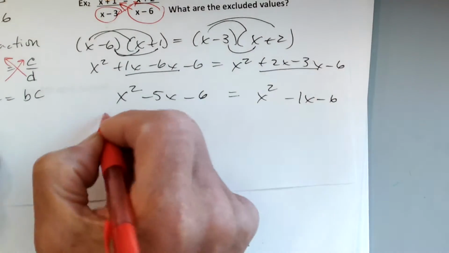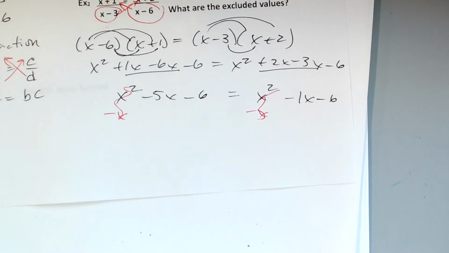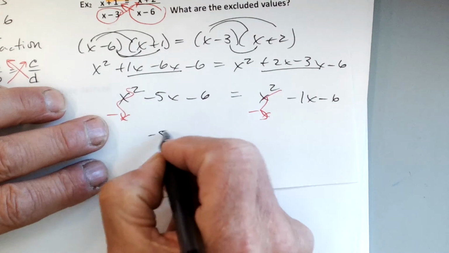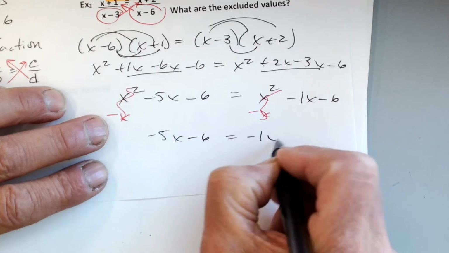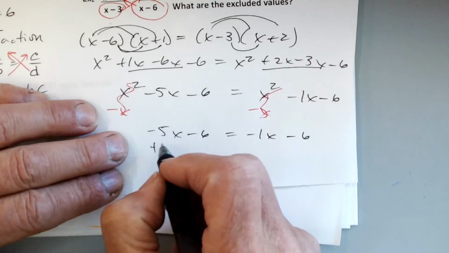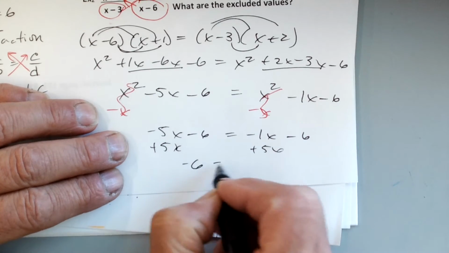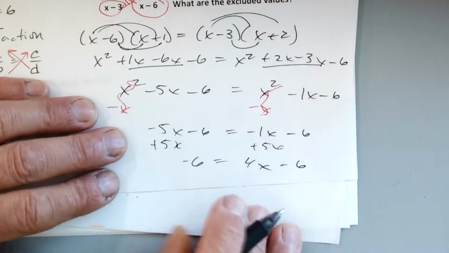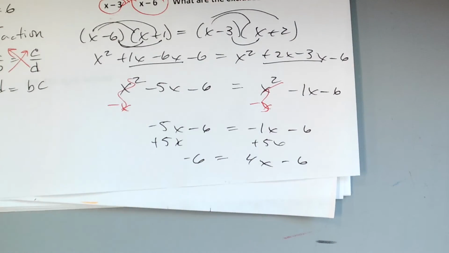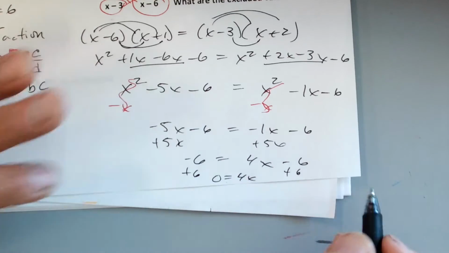If I subtract out the x squares from both sides, they just kind of cancel each other out, right? That just makes it easy, right? Minus x squared, that's just gone. So then I'd have a negative 5x minus 6 equals a negative 1x minus 6. And we did this in our warm-up, so we're almost done. Plus 5x plus 5x, right? I'm going to have negative 6 equals a 4x minus 6. Again, we did this in our warm-up, so it's pretty easy. Plus 6, we're going to get a 0. I'm going to get 0 equals 4x, but if I divide by 4, x equals 0.